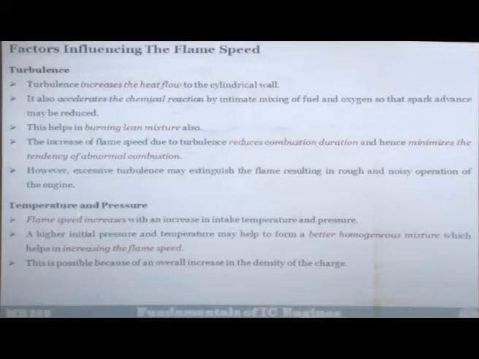engine. Okay. So, the second factor that affects the flame speed is temperature and pressure. So, flame speed increases with the increase in intake temperature and pressure obviously, because if you are increasing temperature and pressure, the diffusion reactions, the chemical reactions are faster, and therefore, the flames will also propagate faster. A higher initial pressure and temperature may help to form a better and superior homogeneous mixture, which helps in increasing the flame speed. So, the idea is that anything which increases the mixture homogeneity will also help you increase the flame speed. Inhomogeneous mixture will have lower flame speeds. Okay. So, this is possible because of an overall increase in the density of the charge.